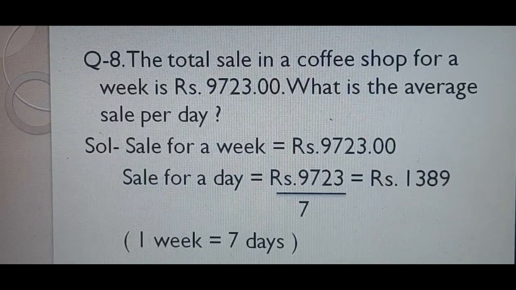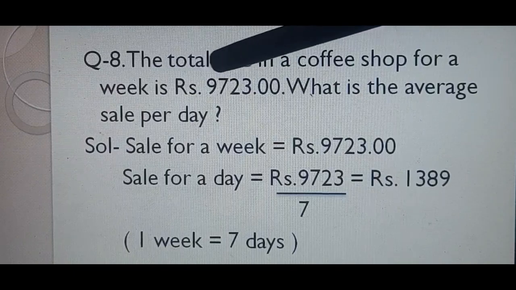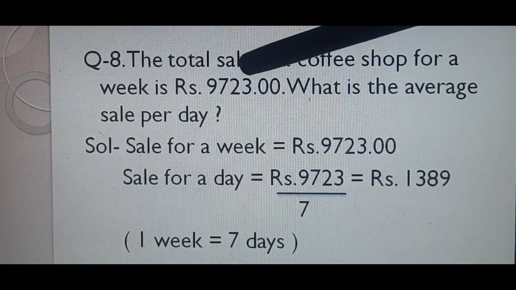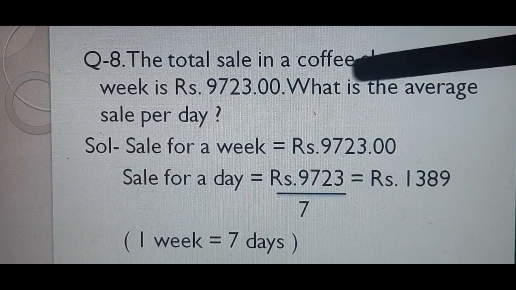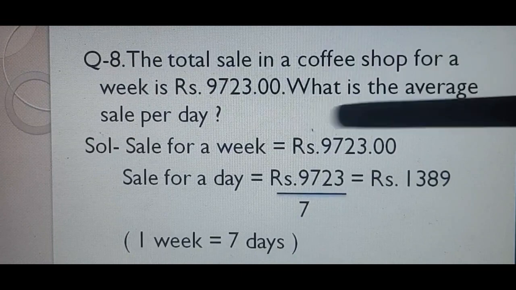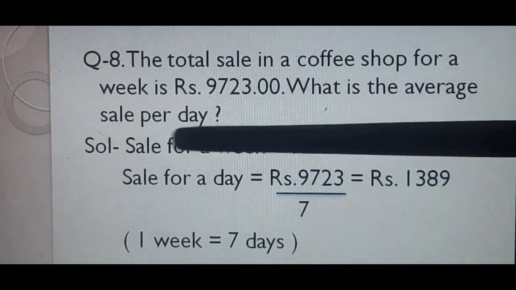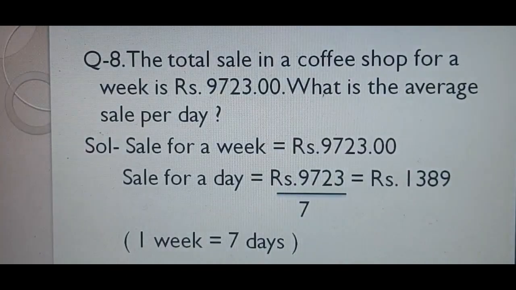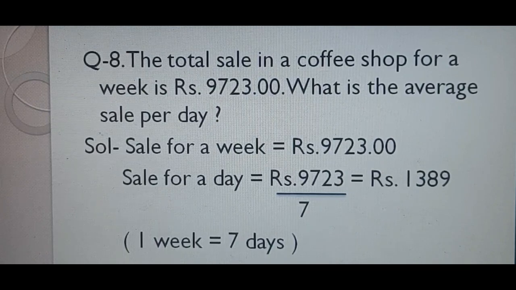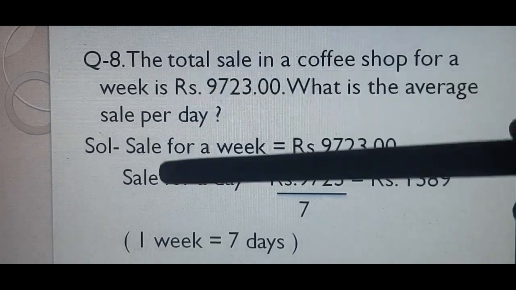Now question number 8. The total sale in a coffee shop for a week is rupees 9,723.00. What is the average sale per day? The total sale of a coffee shop is given as 9,723 rupees, and the average sale per day is asked. Have you observed that the complete average topic is based on a single formula? So revise very carefully. We will start the solution.